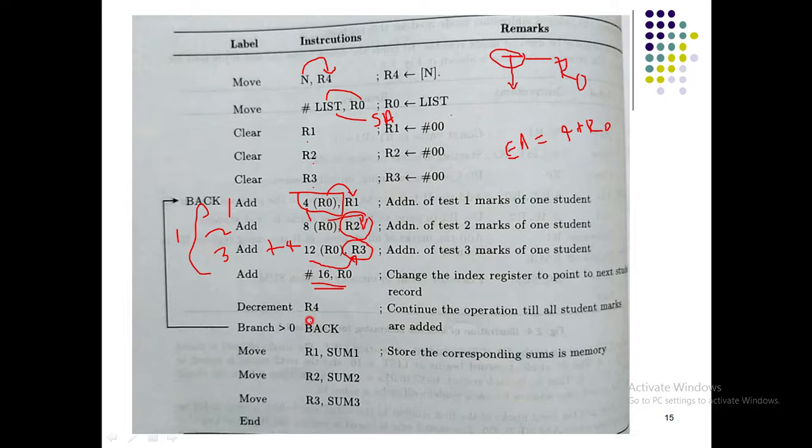And decrement R4 is why now? R4 has your value, which is 3 students, say. So it would be decremented by 1. So that means 1 student is done, 2 are remaining, and it will branch back here and continue the same thing. Finally, it will move R1 into sum 1, R2 into sum 2 and R3 into sum 3. It means the first sum, the second sum and the third sum, and it will end.